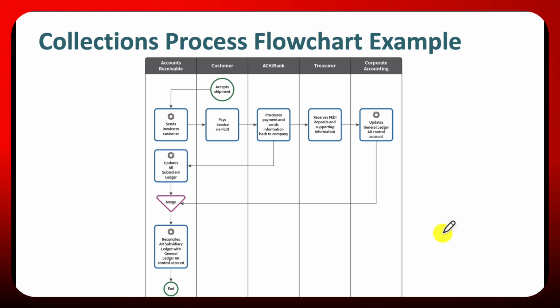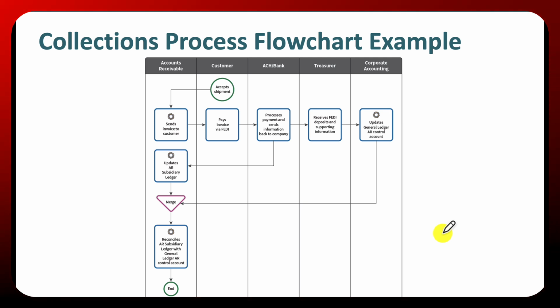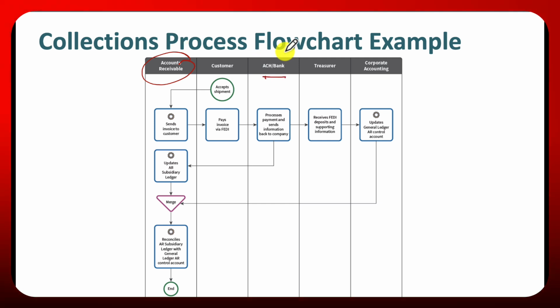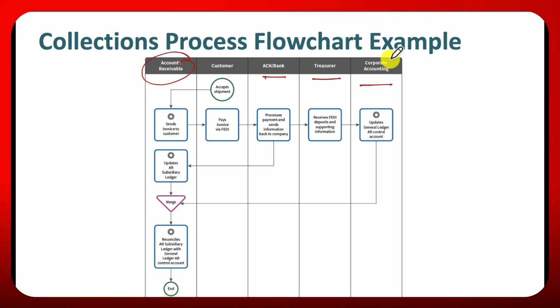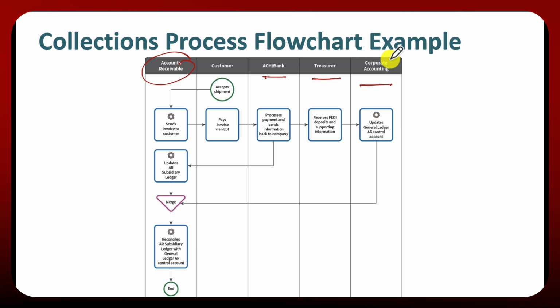And here we see the collections process flow chart. We start here with accounts receivable, and then go from the customer to the bank to the treasurer and corporate accounting. These are the steps and control activities in this flow chart that shows the collection process for credit sales, for example. And that concludes this lecture video.